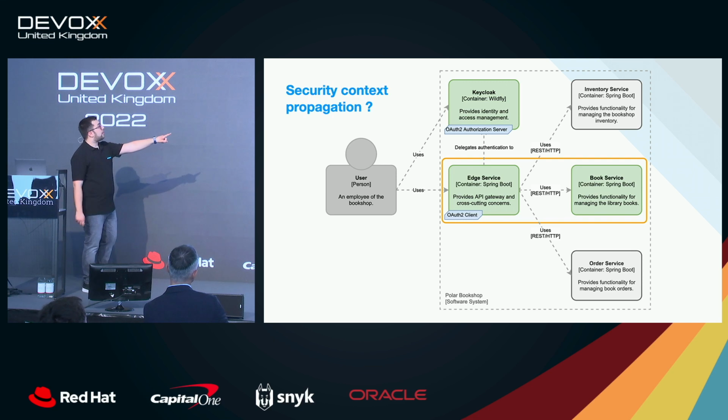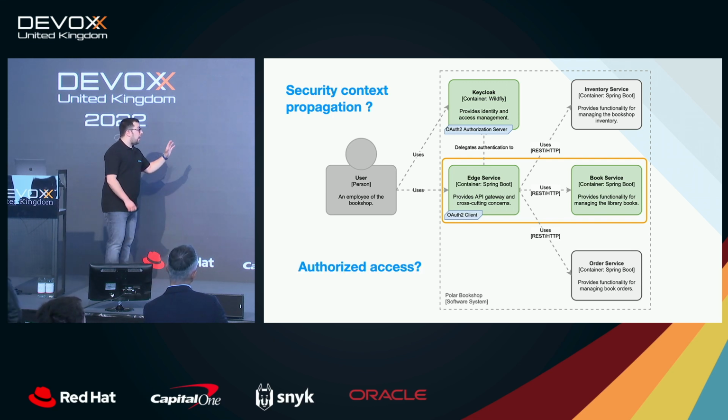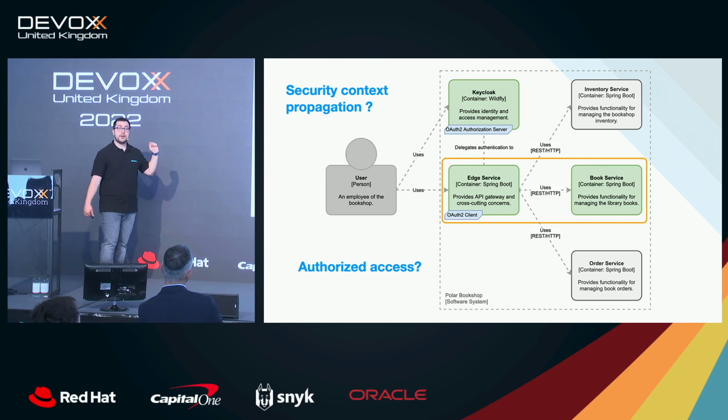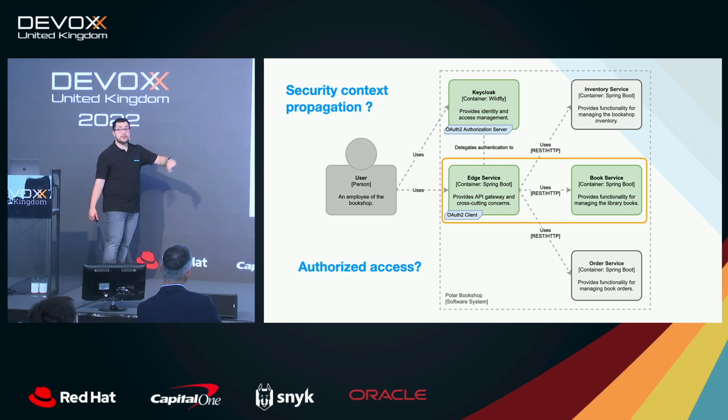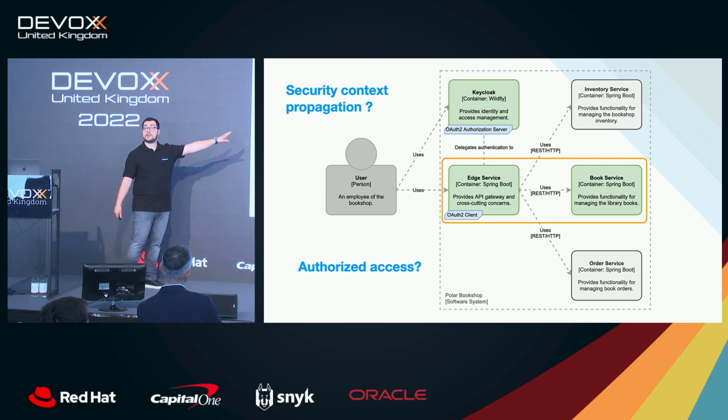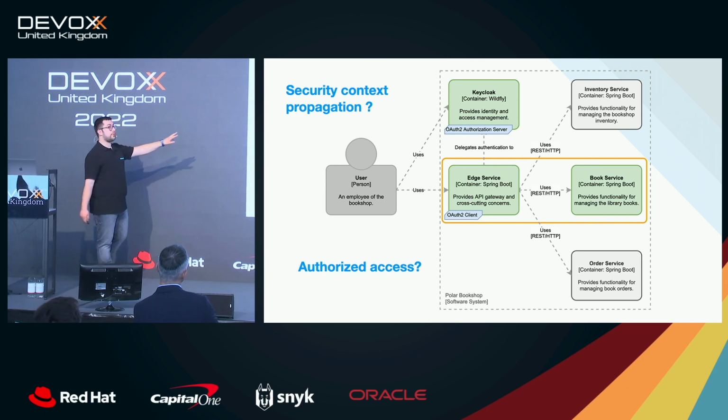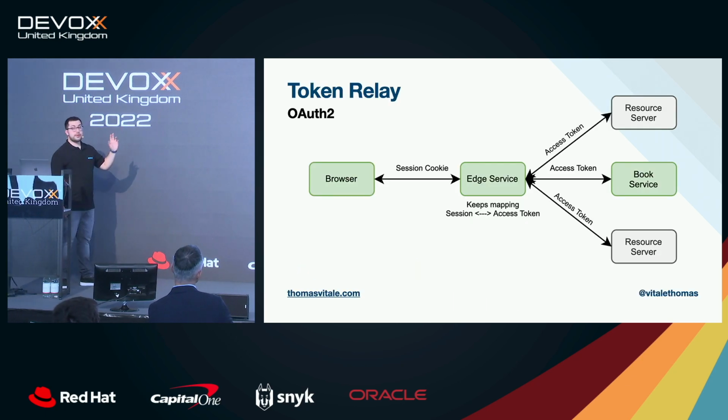So how can I propagate there the security context? And how can I have edge service be granted authorized access to book service on behalf of the user? These are the two questions we need to answer. And again, we can use OAuth 2.